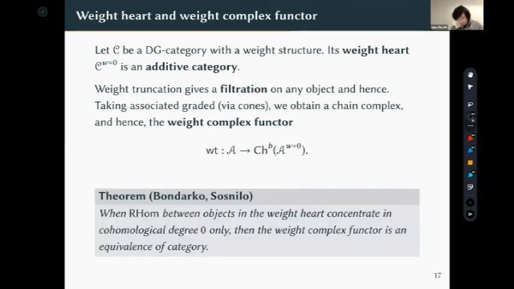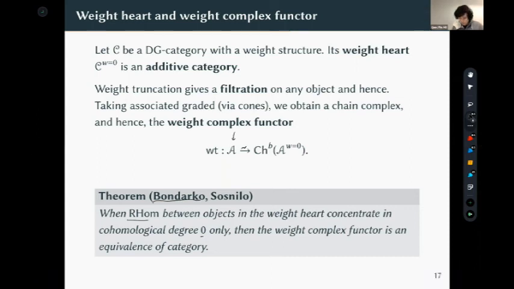And here's the theorem of Bondarko and Sosnilo. I forgot to say, Bondarko was one of the founding fathers of weight structures. When Hom between objects in the weight heart is concentrated in cohomological degree 0 only, then the weight complex functor is an equivalence of categories. So if you start with a DG category whose weight heart satisfies this property, then this functor gives you an equivalence of categories.